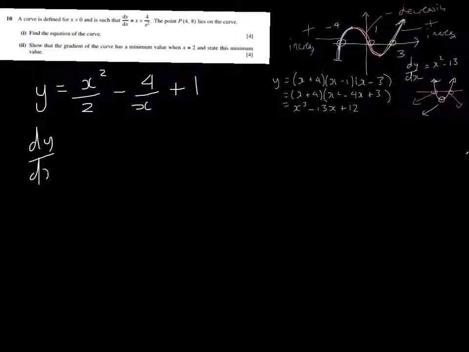I think I said I wasn't going to do part 1, but actually I am going to quickly write out what you got to at the end of part 1, which was the actual equation of the curve. So the actual equation of the curve was y equals x squared all over 2 minus 4 all over x plus 1, because c was 1. And we already know, because they gave us it before, that the gradient function is x plus 4 over x squared.